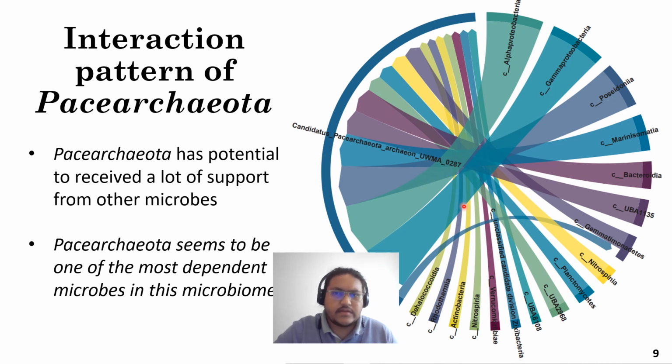This is one of the results that we saw in the hydrothermal vent microbiome. So Paciorchata is an archaea present in this hydrothermal vent. This figure represents the interaction pattern of Paciorchata with other microbes in the community. You can see that all the arrows are going towards Paciorchata, which means that Paciorchata is capable of obtaining support from all the other microbes in the community, while it can only provide very little support to other microbes in the community. This could mean that Paciorchata is one of the most dependent microbes in the microbiome.